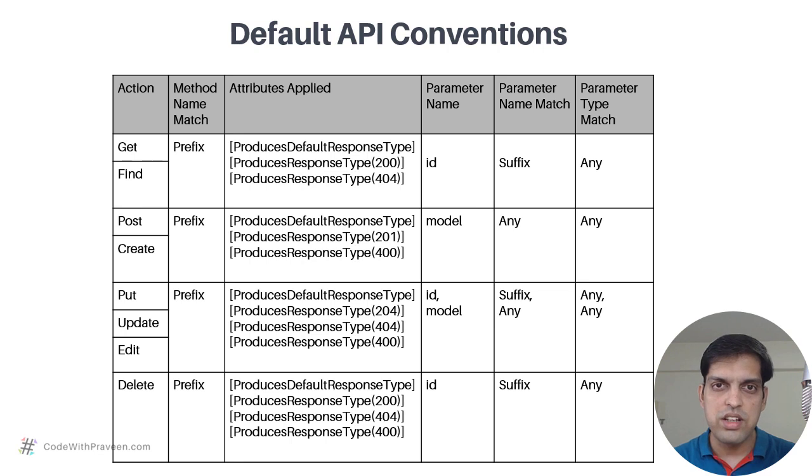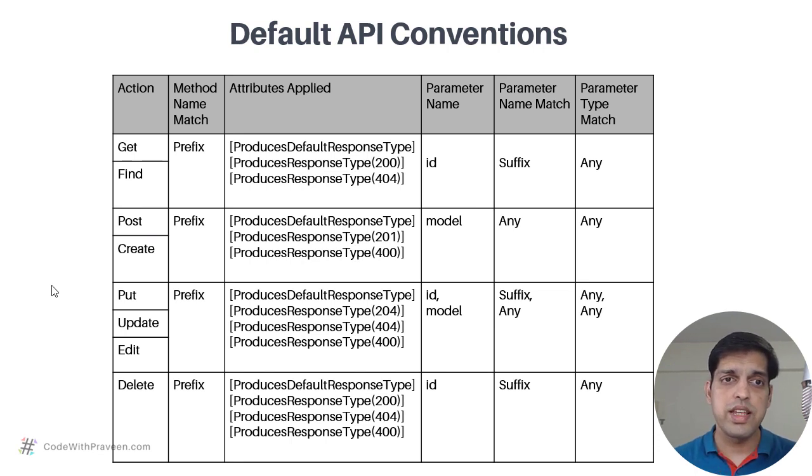Once you understand this table, then it means that you have mastered the default API conventions. Let's go through each one after the other so that you understand it a lot better. In this table I have captured the list of all methods available within the default API conventions. At the left side, you can see those actions. We have get, find, post, create, put, update, edit, and delete. Hence, you have 8 methods defined within these default API conventions.